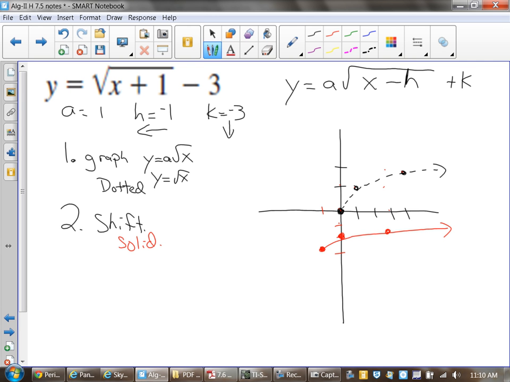So H is horizontal, you move it left and right. K is vertical. Vertical is up and down. Now, on your shifted graph, what's your domain?